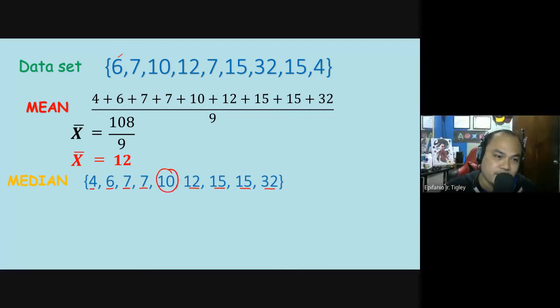The number 10. So that is the median. The median is the number 10. Okay? Let's go to the mode now.